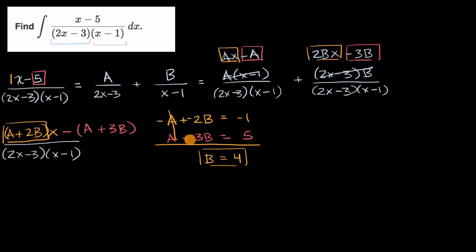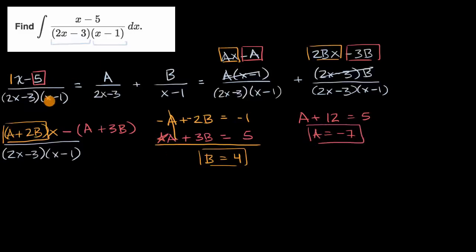So let's say right over here, we know that a plus 3 times 4, so that's going to be 12. I'm using this equation right over here, is going to be equal to 5. Subtract 12 from both sides, you get a is equal to negative 7.